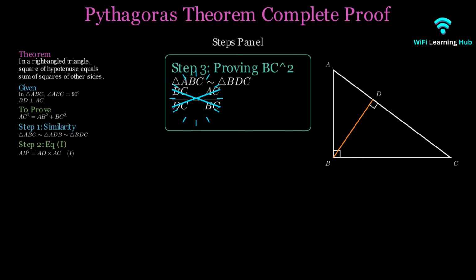Just like step 2, let us execute another diagonal cross multiplication on these terms. This gives us our second equation stating that BC squared equals DC times AC, which we will label as equation 2.